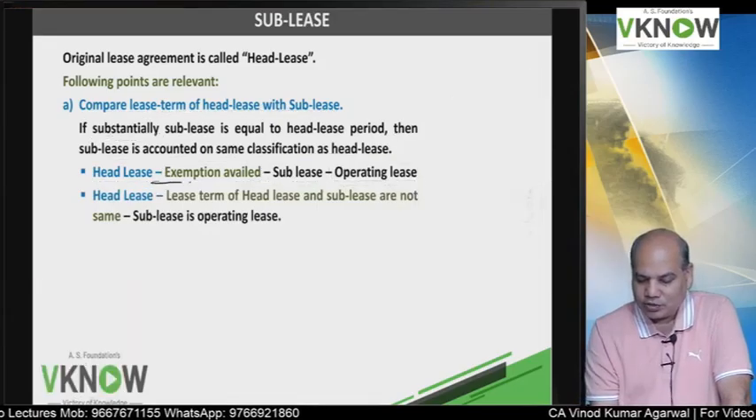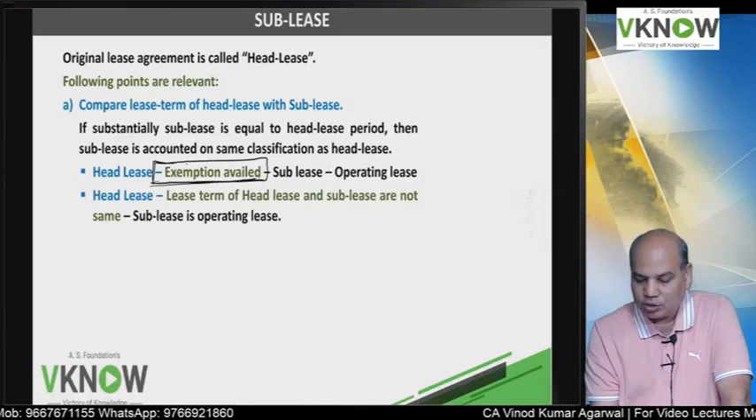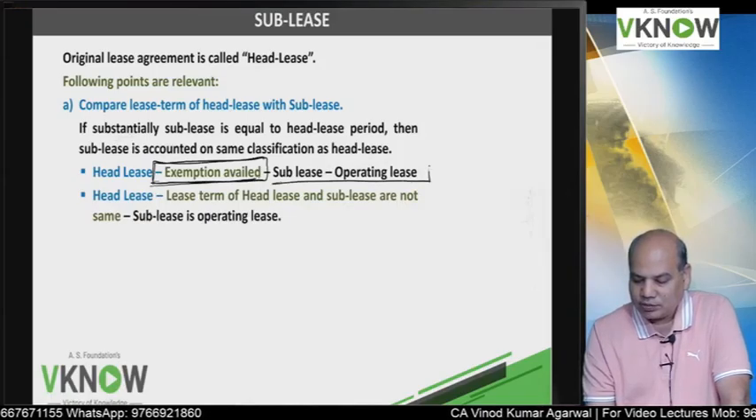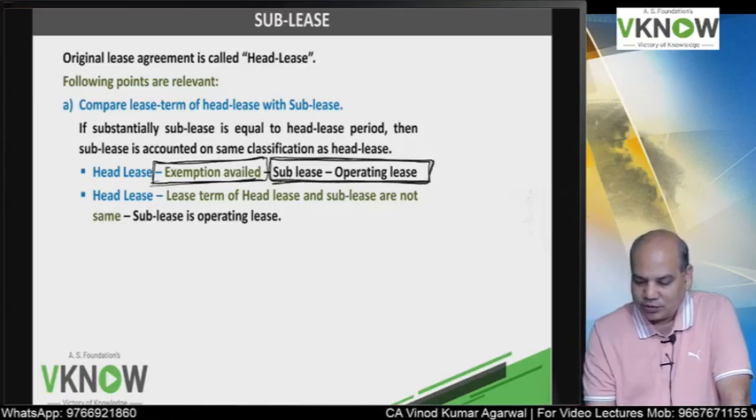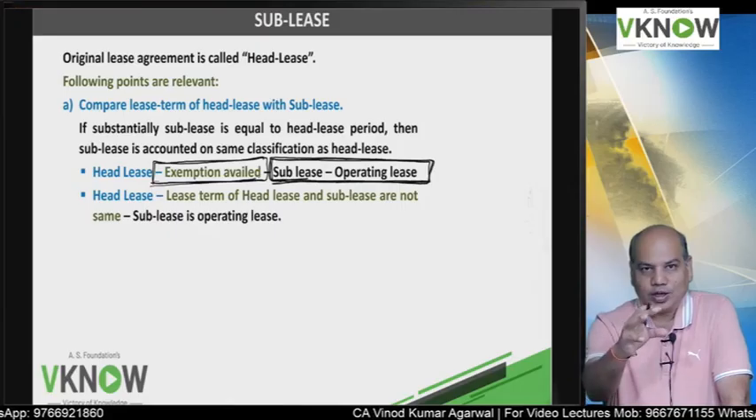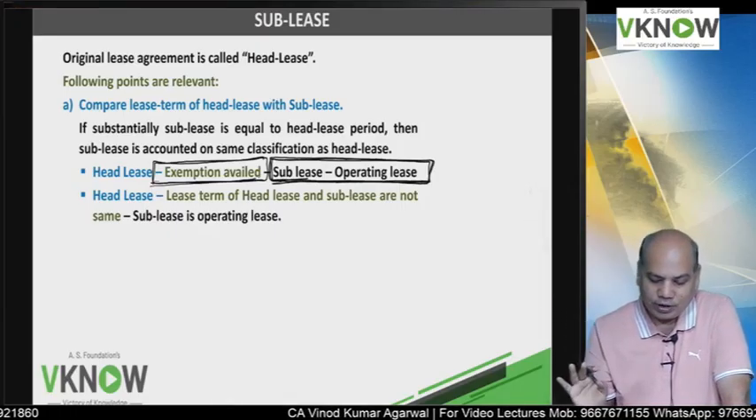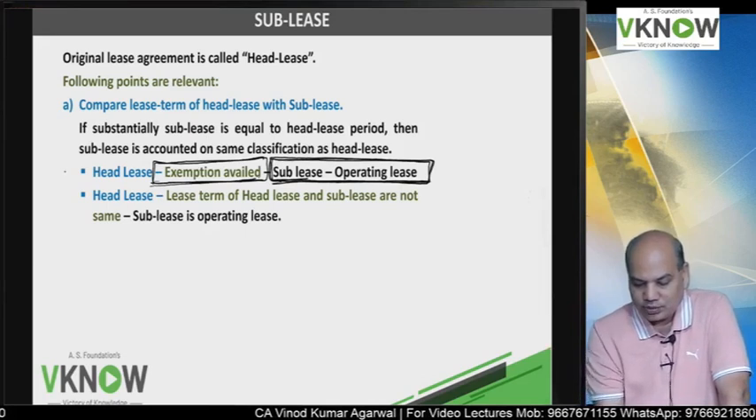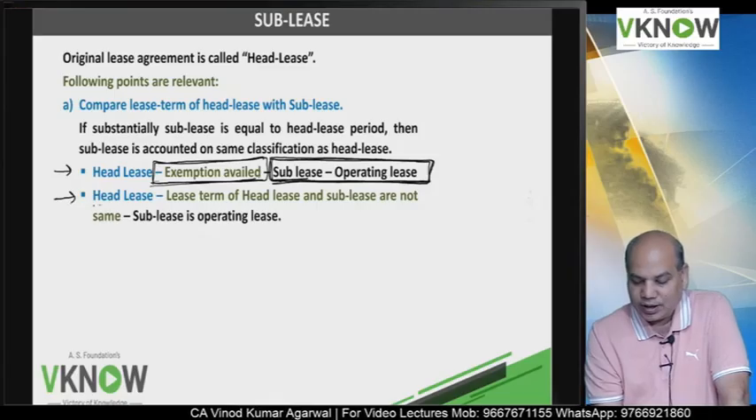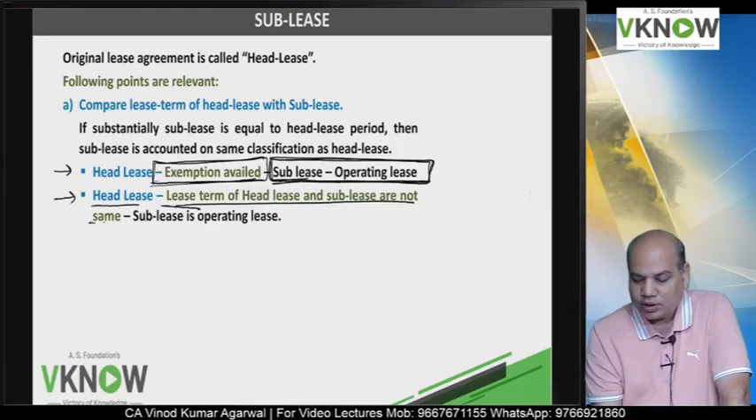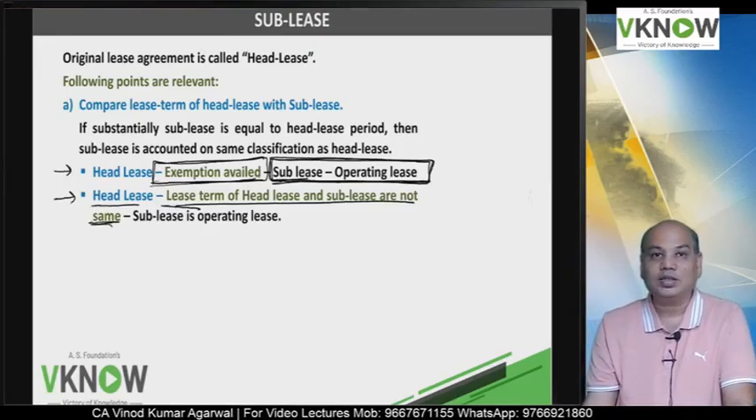For the main lease also, you are taking exemption, so lease payment will go to P&L account. In sub-lease, lease income received will be transferred to P&L account. So one entry for lease payment, one entry for lease income, both will go to profit and loss account. This is my first possibility. Second possibility is that head lease and sub-lease do not have substantially same lease term.